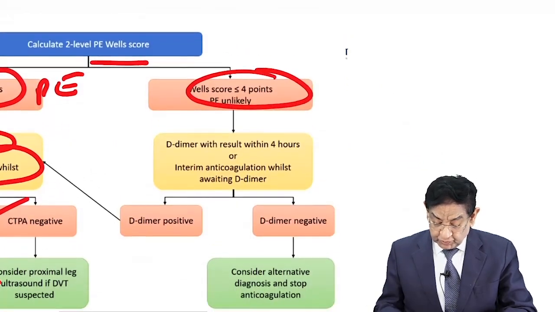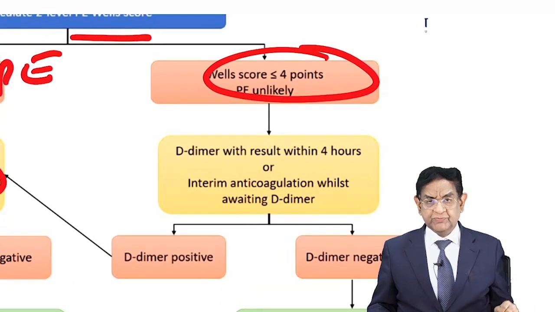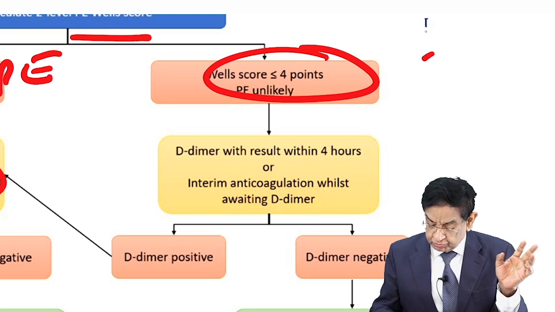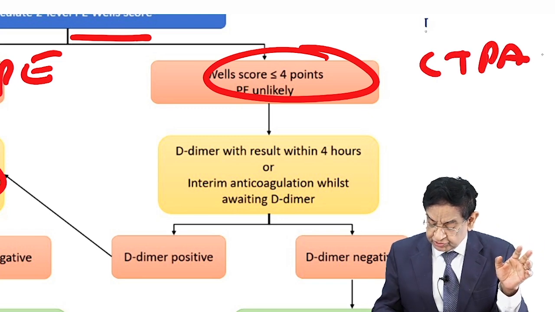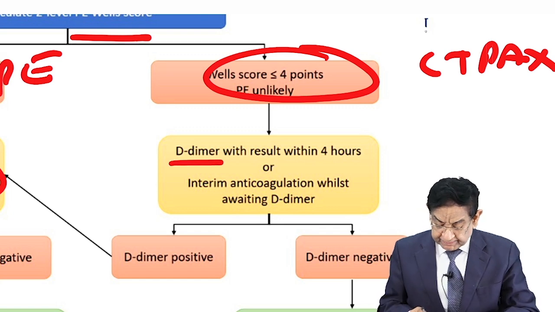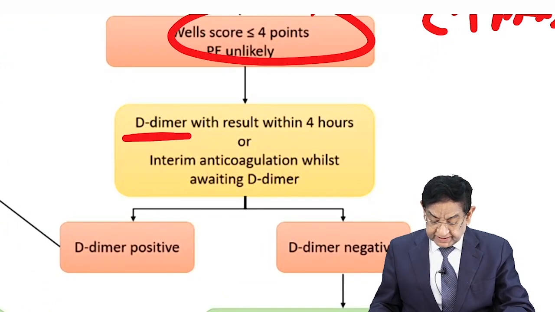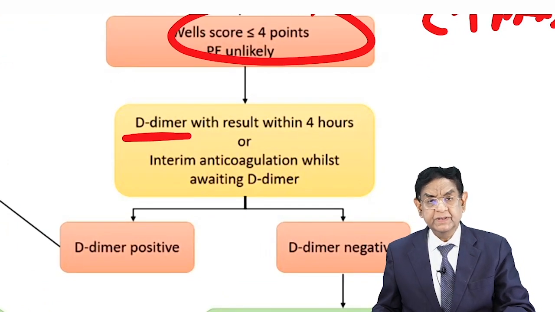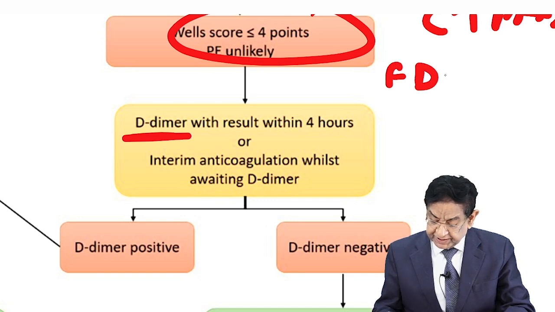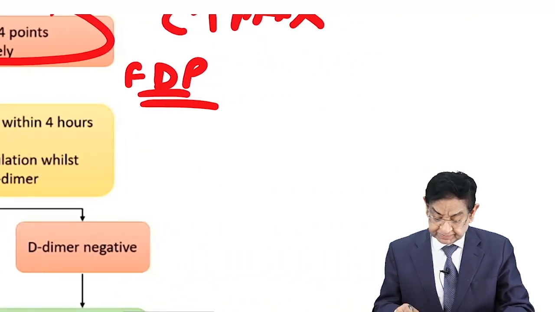Well, you are getting a case where the PE score is 4 or less than 4. In this case, you will not do CTPA. This you will not do. What you will do? You will go for the D-dimer test. Okay. D-dimer test. What is D-dimer? It is nothing but fibrin degradation product. FDP, fibrin degradation product.